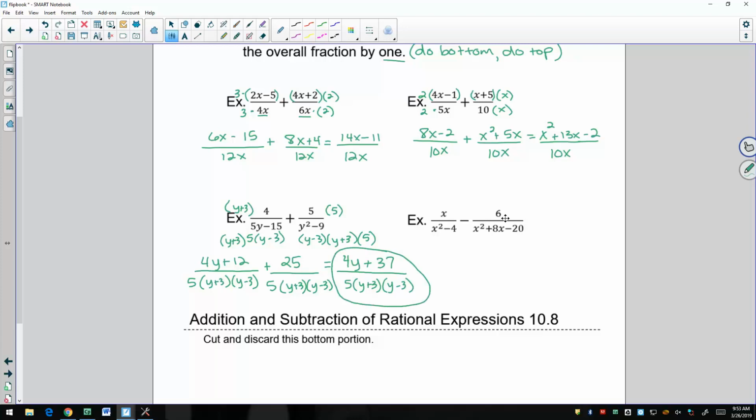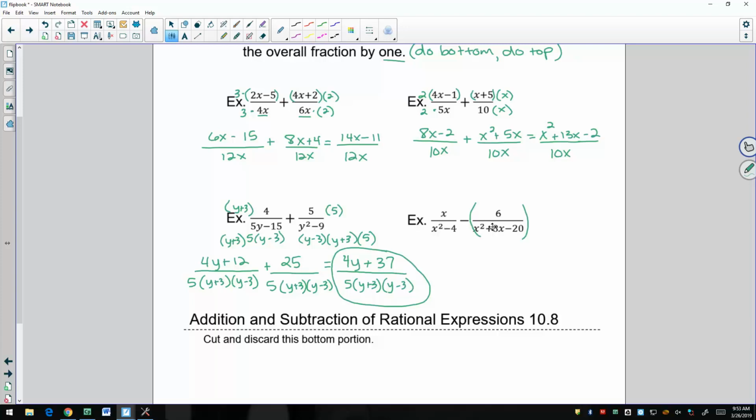All right, the last one. The trickiest part about the last one is that it's subtraction. Make sure when you are subtracting, I'm going to put parentheses around the second fraction. Make sure you subtract the entire top, because right now it's only a 6, but as soon as we get common denominators, there's going to be something else up here with the 6.